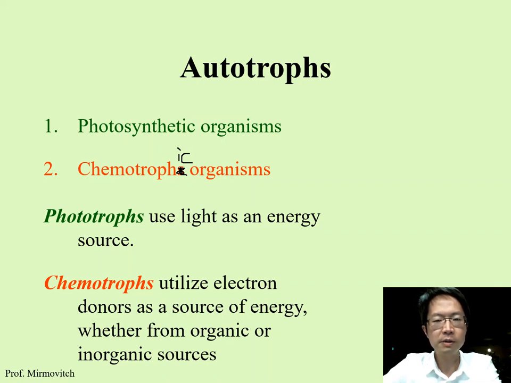Photosynthetic organisms, or we simply call them phototrophs, use light as the energy source. Whereas the chemotroph uses electron donors as the source of energy, whether from organic or inorganic sources. We will briefly talk about chemotroph later, so no need to worry about the definition right now. We'll briefly talk about chemotroph, but we'll focus mainly on the phototroph.